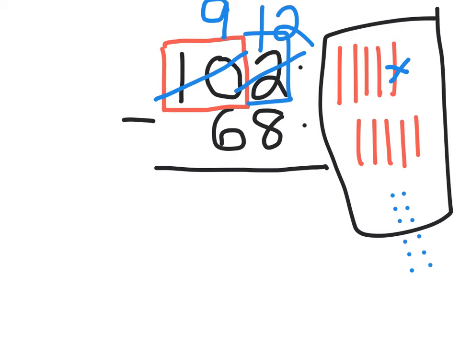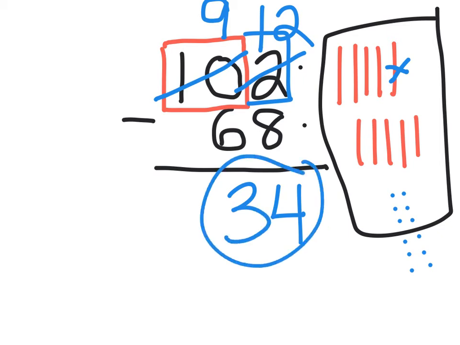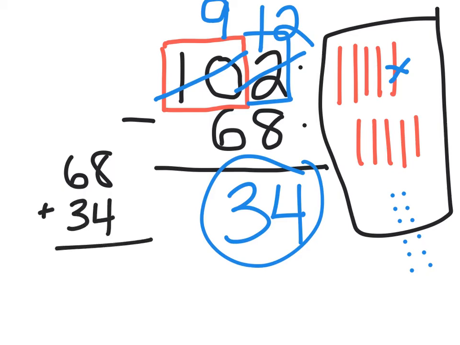Now I can do my subtraction. 12 minus 8 equals 4, and 9 minus 6 equals 3. 34. I'm going to double check that with addition. 68 plus 34: 8 plus 4 is 12. Carry that one. 1 plus 6 is 7, plus 3 more is 10.